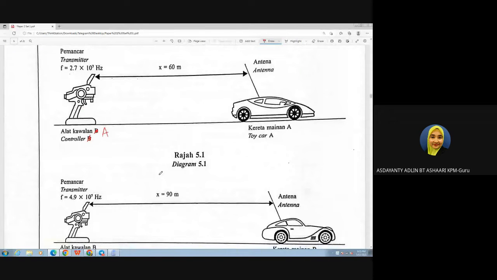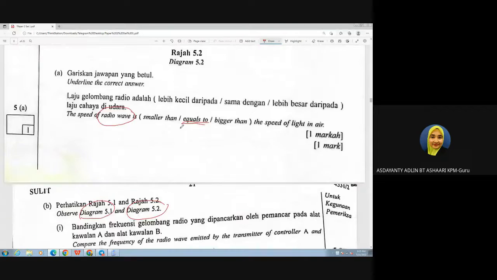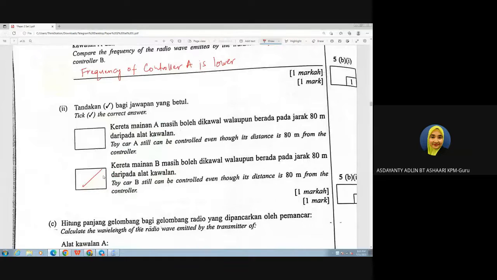Why? Because you can see that the frequency is 4.9 times 10 power of 7. So the maximum distance that it can reach is 90 meter. So if this car is at 80 meter, it can still reach, B can still control the toy car. A cannot because it exceeded the 60 meter, it is more already. So the answer is the second one.